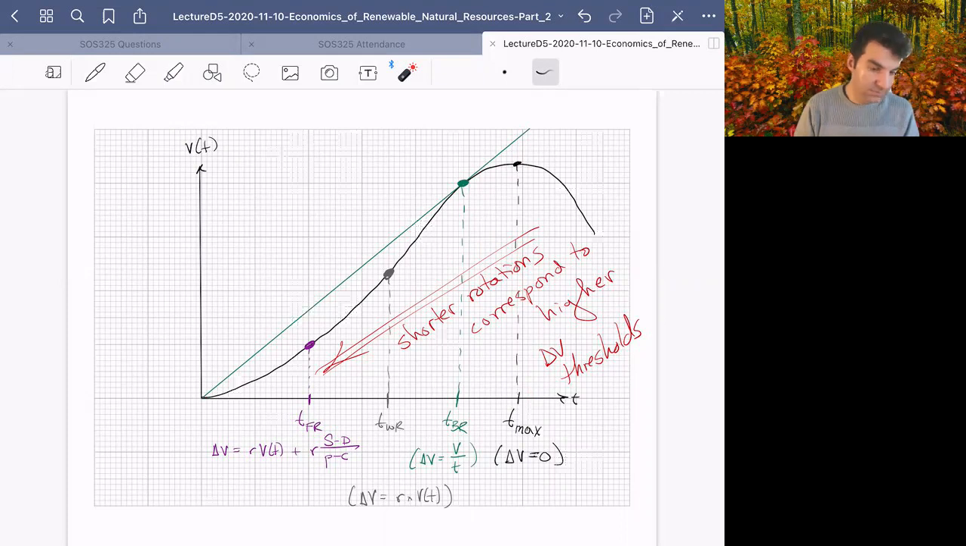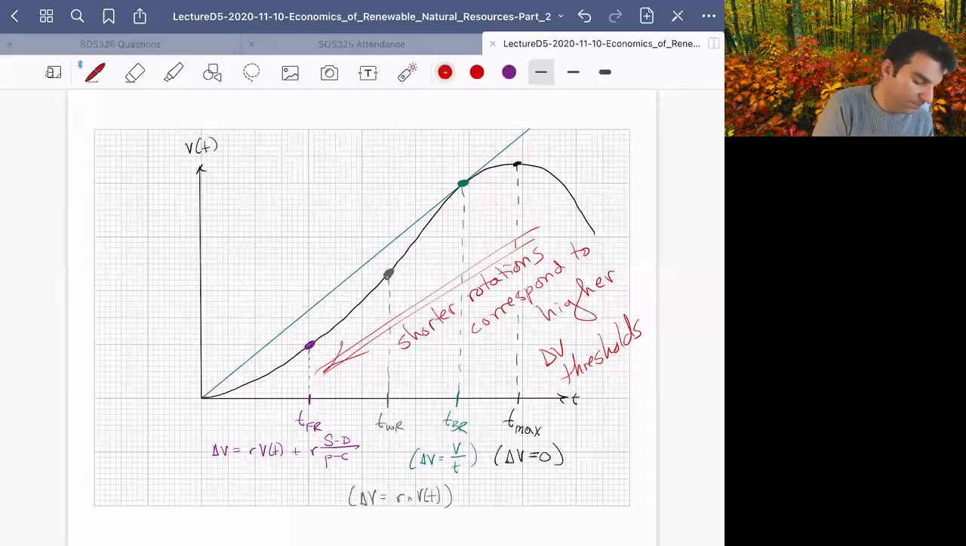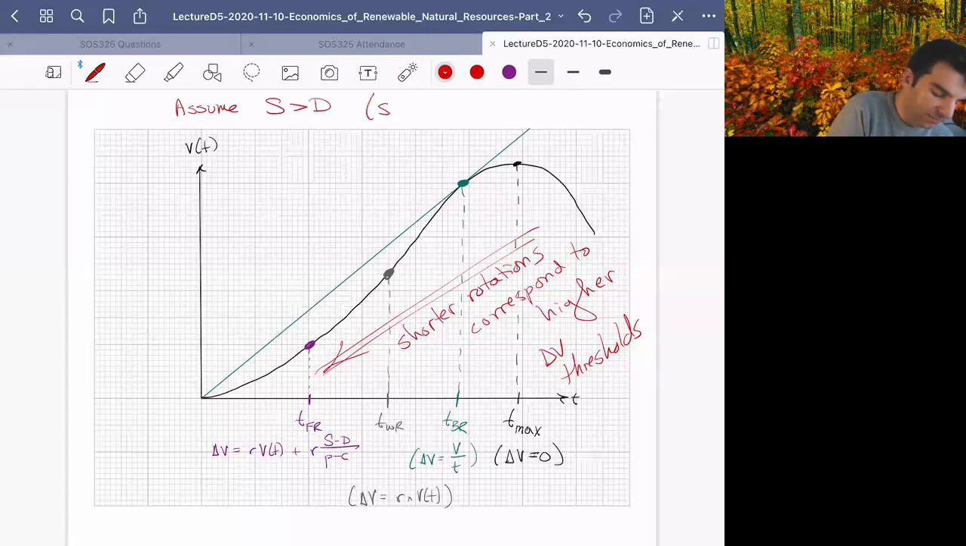You said for this that we should assume that S is greater than D. Will we look at places where D is higher than S? No, not in this class, because that ends up being a more trivial case.